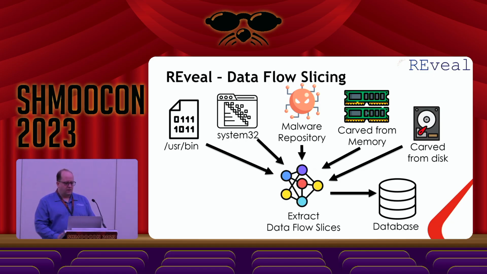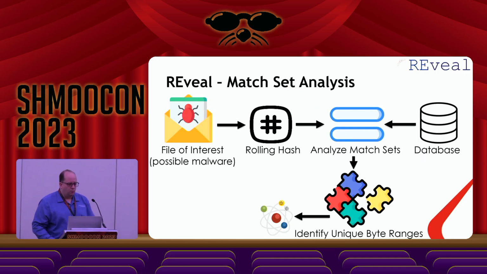Similar thing goes for data flow slicing. You can take the same files and extract the data flow slices and then stuff them in a database that we can later use to analyze. Then when we have a file of interest and we want to know, hey, what's in this file? If it's possible malware or if it's regular software that you're just reversing.